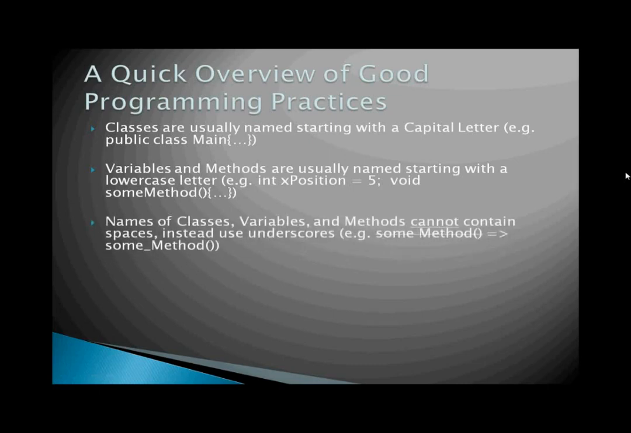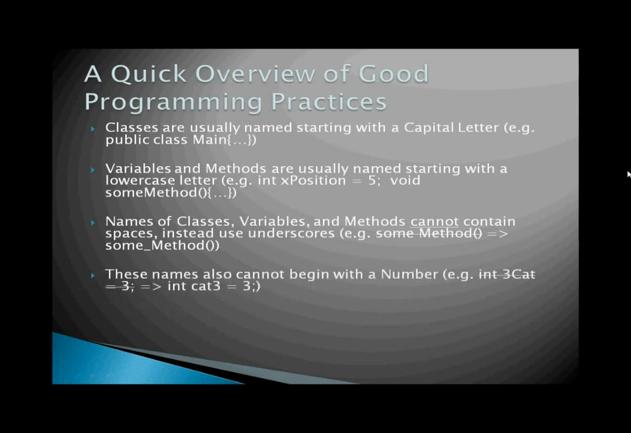The names of classes, variables, and methods cannot contain spaces. Instead, use underscores if you need to put a space between something. A space to Java signals the end of a command or a declaration or something along those lines. So if you need to separate things, you use an underscore. Names also can't begin with numbers in Java. So if you had three integer variables all with the name cat, you wouldn't say 3cat, but you'd do cat1, cat2, cat3. Variables, classes, and methods cannot start with a number.